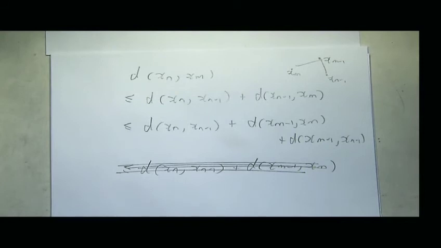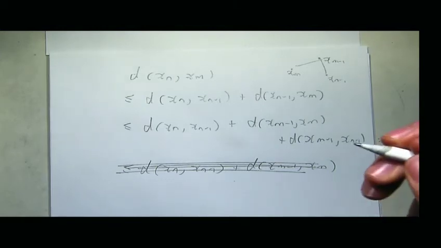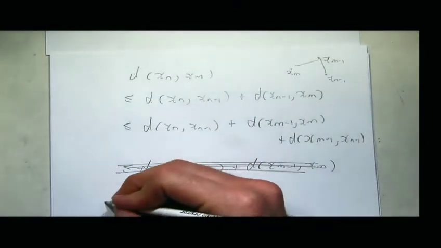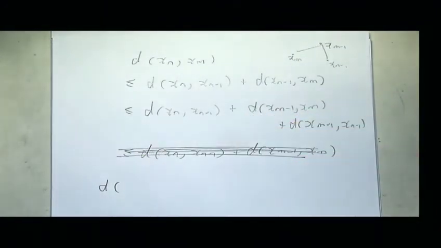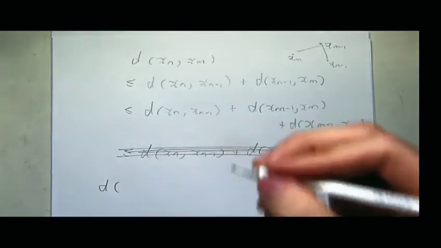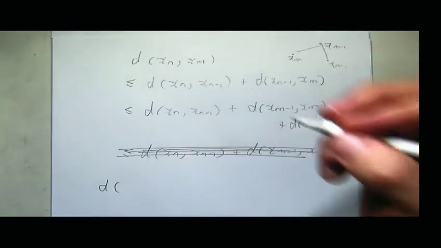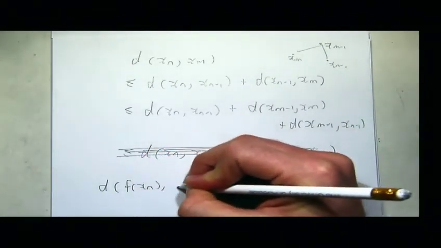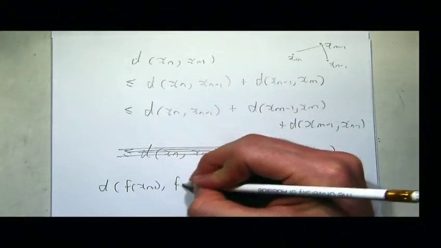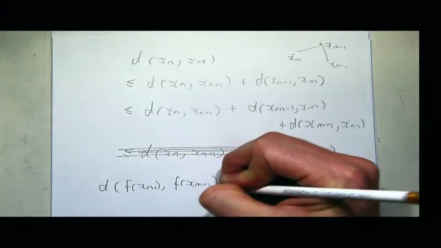Oh, yeah. Okay, doing really well. Watch closely. So we have that d... Oh, crap. The world turns to shit. So this is d of f of xn minus 1 and f of xm minus 1.